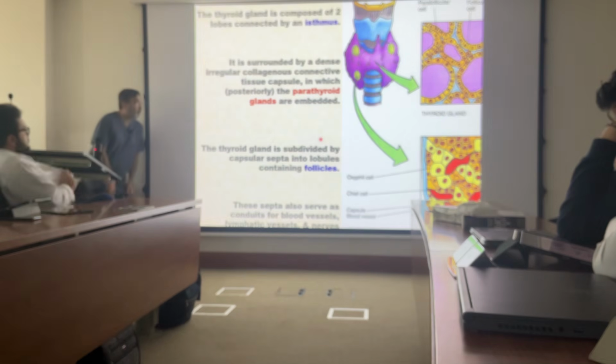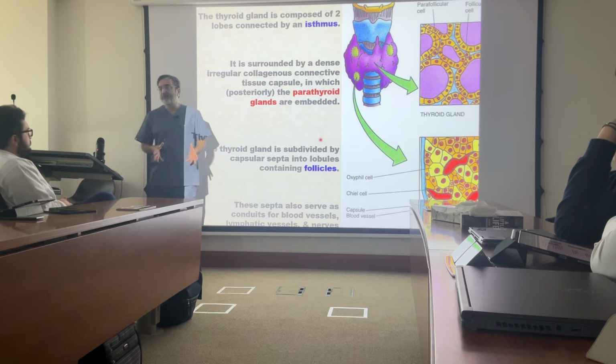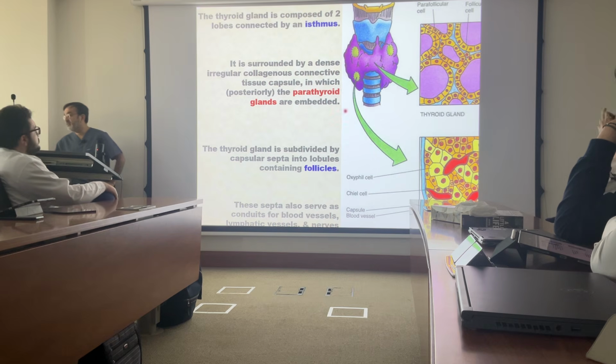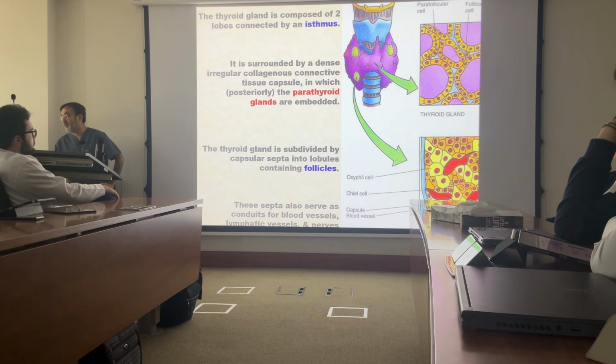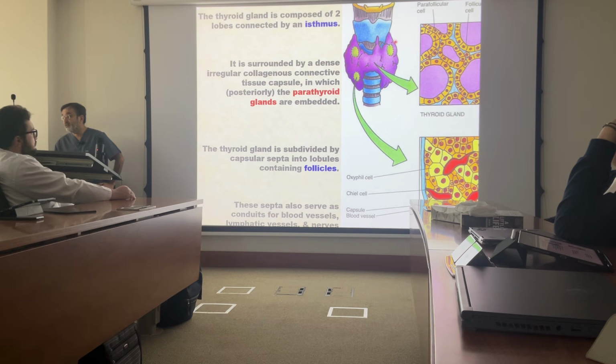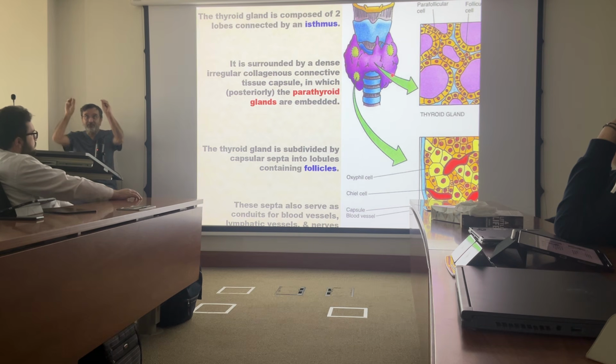Now let's move on and look at a little bit of the internal structure of the thyroid gland. So we know that the thyroid gland is covered by a connective tissue layer, and this connective tissue layer is also holding posteriorly another endocrine gland, which is called the parathyroid gland. So the parathyroid gland is present in the dense connective tissue behind the thyroid gland. Behind the thyroid gland you have two superior and two inferior parathyroid glands.